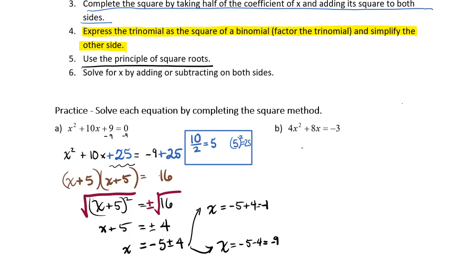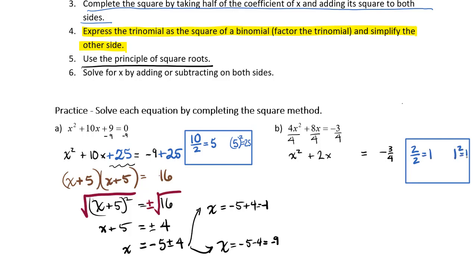In part B, we have 4x squared plus 8x equals negative 3. This has already had the constant term pulled to the other side of the equal sign. Now I just need to make my leading coefficient 1. So I do that by dividing by 4 all the way across. Now I have x squared plus 2x equals negative 3/4. Now I need to take my coefficient on the x term and divide it by 2, and then take whatever I get and square it. So I am adding 1 to both sides.